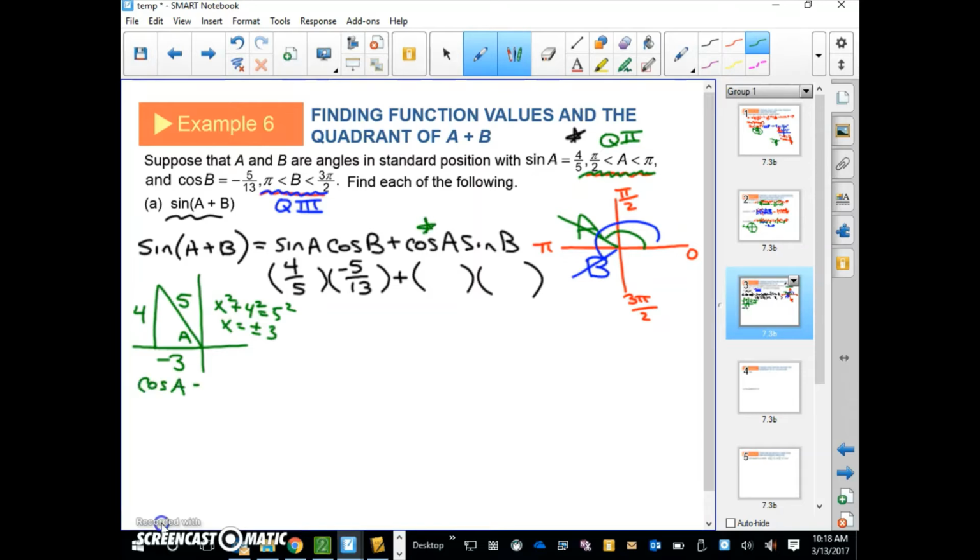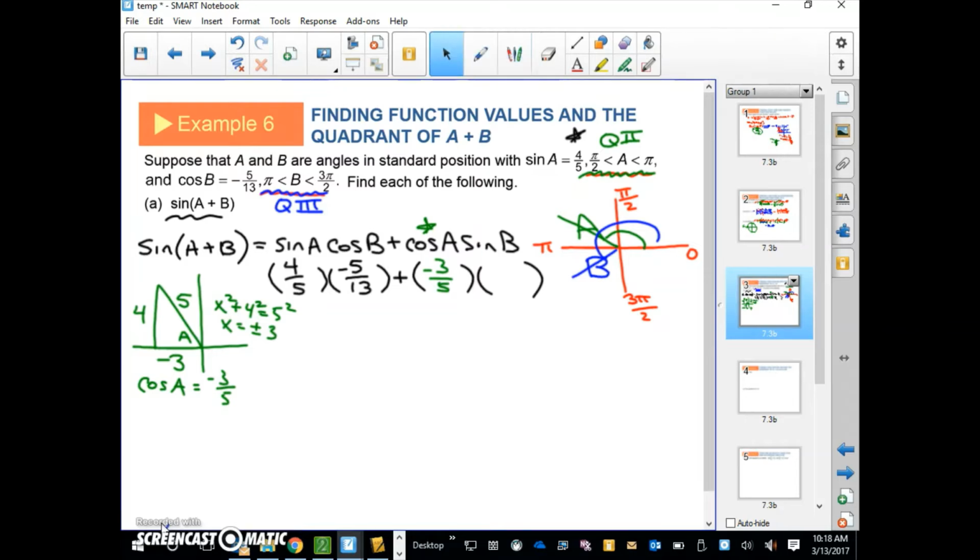Okay? So the whole point is, I still need to know cosine A. And I can tell pretty much anything I want to tell from this picture. Cosine A, I know that ratio is x over r, that's negative 3/5. And so cosine A, negative 3/5, I've got that whole filled in. I've still got one more, but that's talking about B.